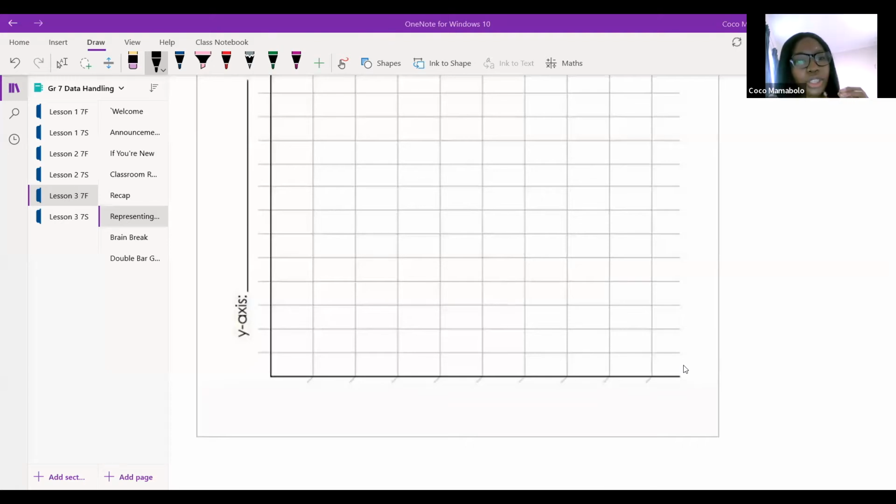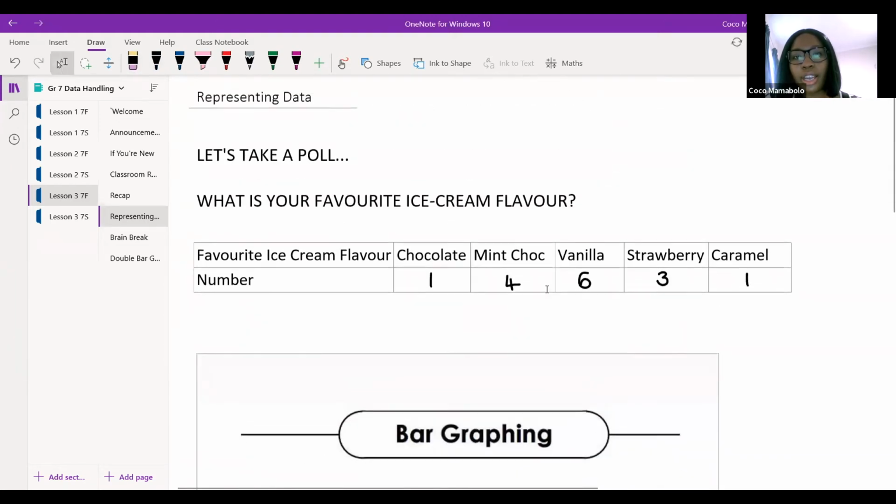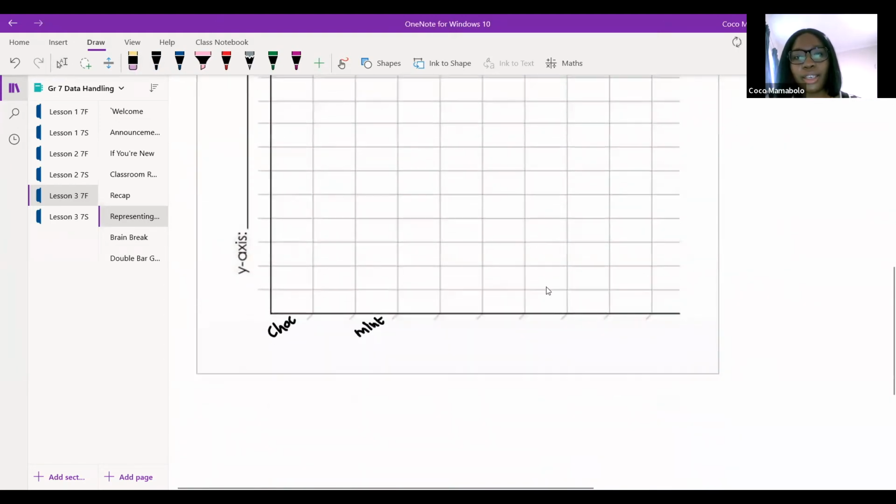There are certain things that we do when we draw a bar graph that look different to another graph called the histogram, which we will do later. First I'm going to write here. First one is chocolate, I'm going to abbreviate. This one is mint chocolate, mint choc. And after mint choc comes vanilla, then strawberry, and then caramel.